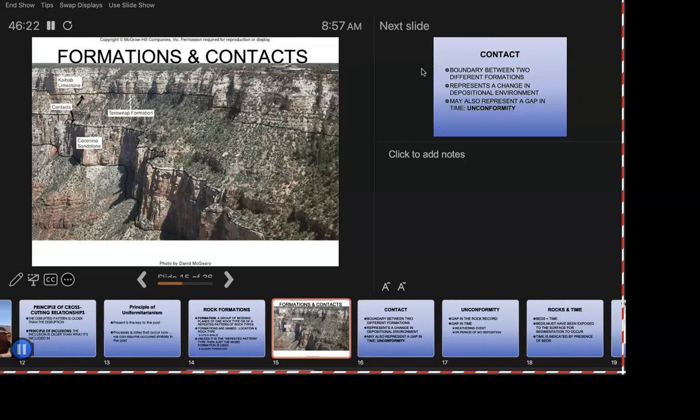Hey, there it is. So the Kaibab Limestone, the Toroweap Formation, and the Coconino Sandstone, and then something unnamed underneath. All right. Now, between each formation, we have what's called a contact. Contacts, as it turns out, are pretty dang important. They're a whole lot more than just seams.